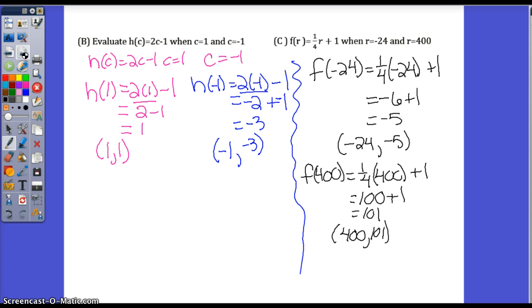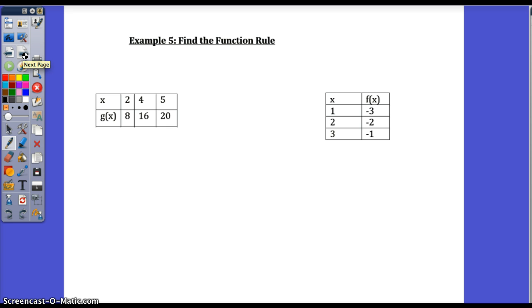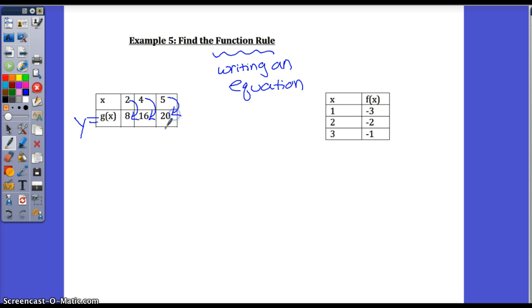Our last one, we're just going to do a little bit more challenging of finding the function rule, which is the exact same thing as writing an equation. g of x right here is the same thing as y. So how do you get from 2 to 8, the same way you get from 4 to 16, same way you get from 5 to 20? Oh, you multiplied it times 4. So what did you do with your x? You did 4 times x.